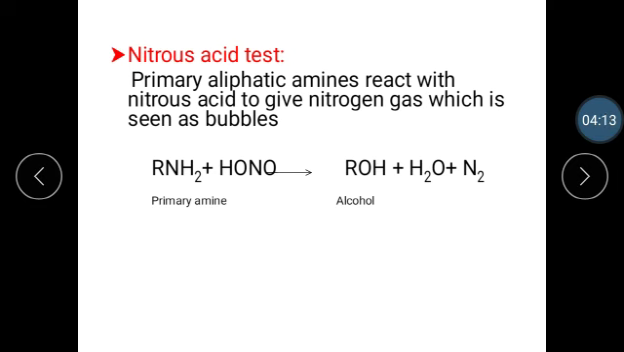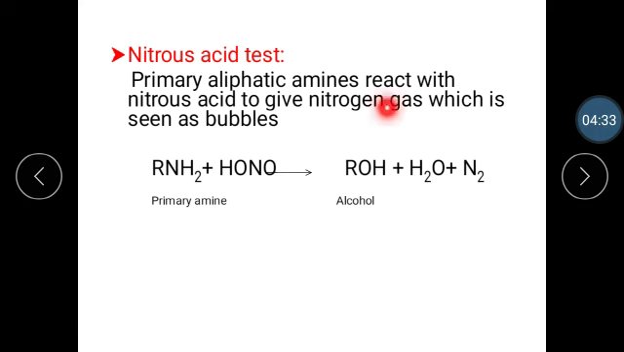Shake the test tube well to dissolve the compound in concentrated hydrochloric acid. Cool the test tube in ice cold water for some time. Now add sodium nitrite solution to test tubes A, B and C.